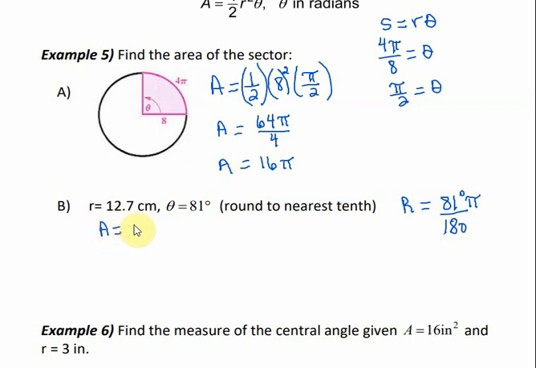So the area is equal to 1/2 the radius, which is 12.7, and it's squared, times this, which is, I'm going to go to 4 decimal places, 1.4137. Okay, so if I multiply that all out and round to the nearest tenth, I get that the area is 114 centimeters squared.